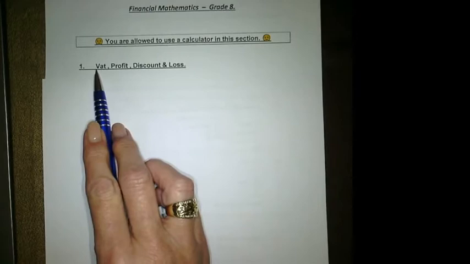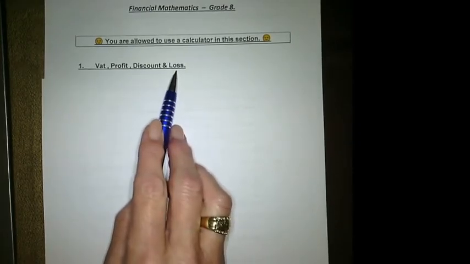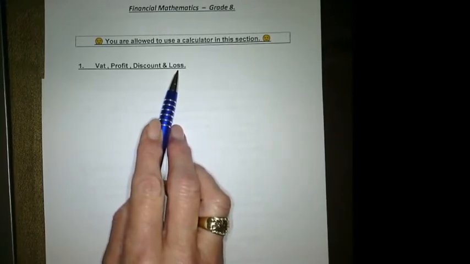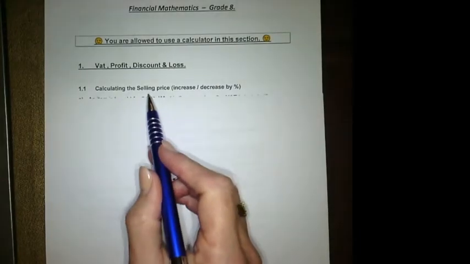We are going to look at different things that we can do. The first type of questions for today's lesson is to calculate whether VAT is included or excluded, how to calculate profit, discount and loss. Now most probably you did this when you did percentages in the class, so hopefully today's lesson will be revision, although there is stuff that you haven't seen before, so please pay attention in the whole thing. The first thing is to calculate the selling price.